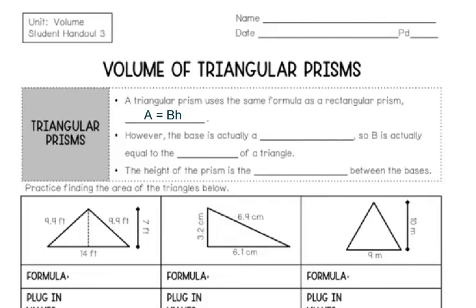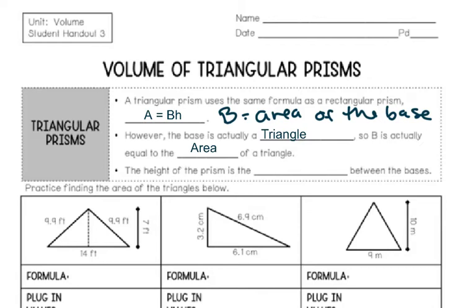Again, a triangular prism uses the same formula as a rectangular prism that we learned in the last lesson. Volume equals big B times H. And you've got to remember that big B is actually the area of the base, and H is still height. However, in triangular prisms, it's a little bit different. Since the base is actually a triangle, big B is the area of a triangle instead of a rectangle like it was in your last lesson.